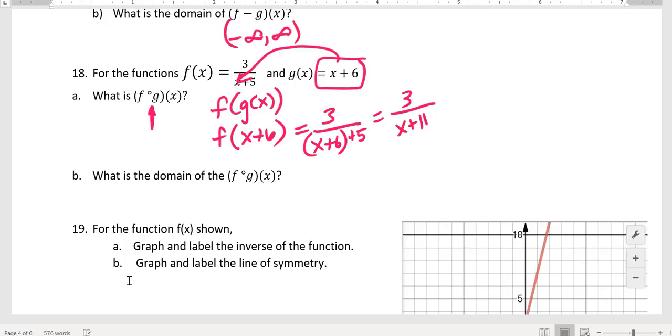Now, for our domain, we always want to look at g of x. Well, our g of x is just all real numbers. But let's look at this composite function. We know that the domain has to be all real numbers except negative 11.